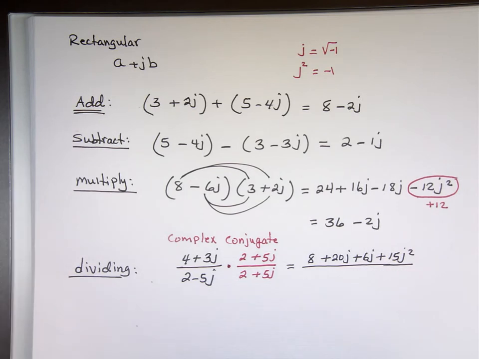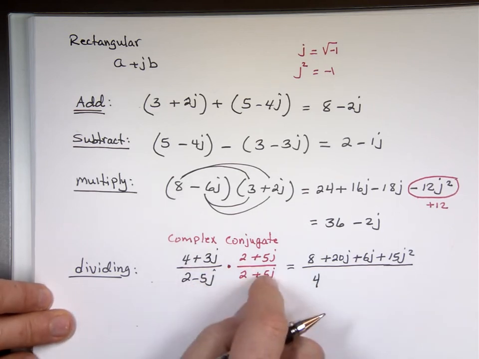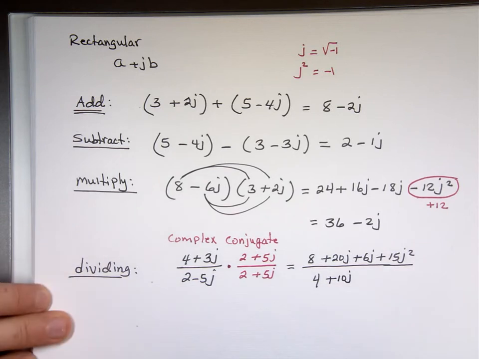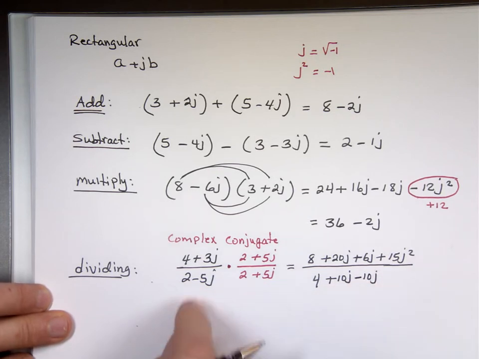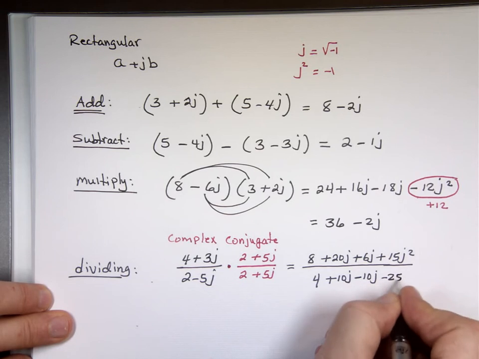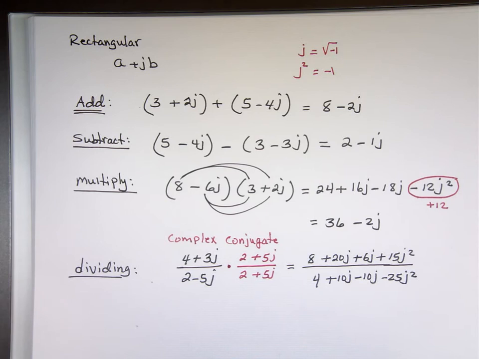Bottom, 2 times 2, 4, 10j, minus 5j times 2 is what? Negative 10j. Negative 5 times a 5 is negative 25j squared. Again, j squared is a minus 1.